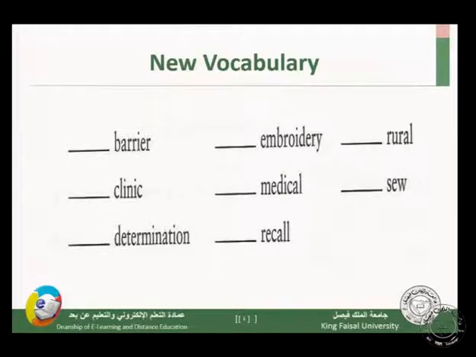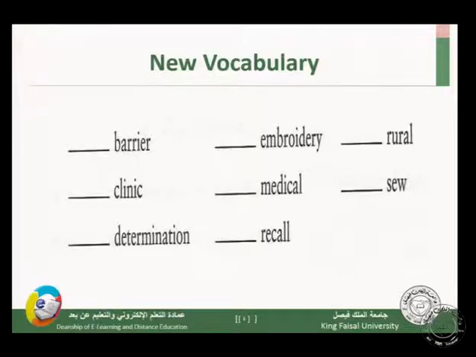The second word is clinic. A clinic is considered a small hospital, if we explain it in English. But in Arabic, clinic means عيادة. The third word, which is a noun, is determination. It comes from the verb determine, and determination means when you have the determination to pass the test or to accomplish something, you will do it because you have a strong determination.